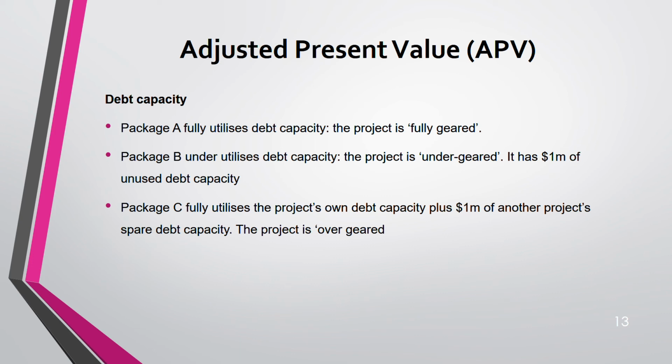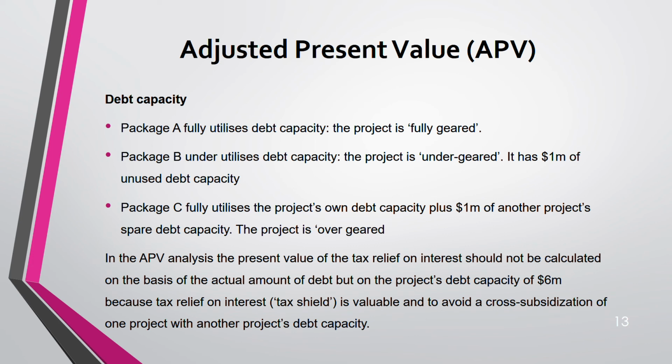C fully utilizes its own debt capacity plus 1 million of another project's spare debt capacity. Maybe that project didn't use that, so they have used it here. So this project is overgeared. Which one will you take?